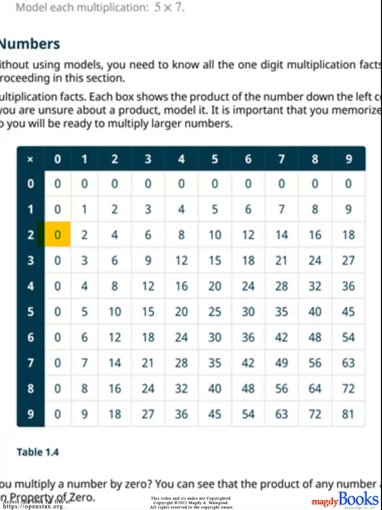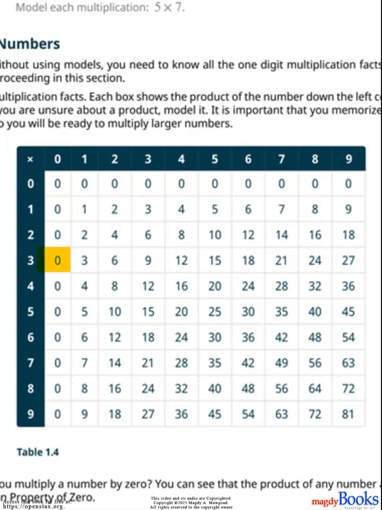2 times 0 is 0. 2 times 1 is 2. 2 times 2 is 4. 2 times 3 is 6. 2 times 4 is 8. 2 times 5 is 10. 2 times 6 is 12. 2 times 7 is 14. 2 times 8 is 16. 2 times 9 is 18.